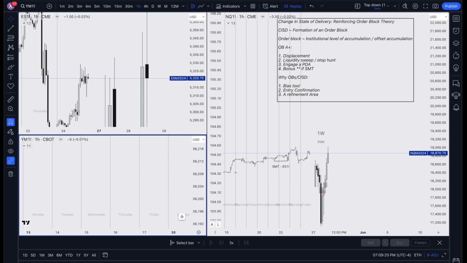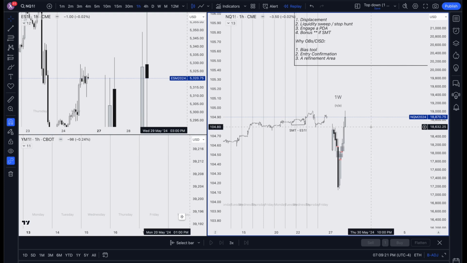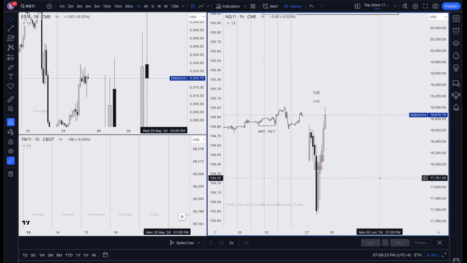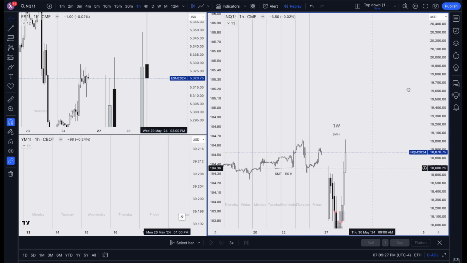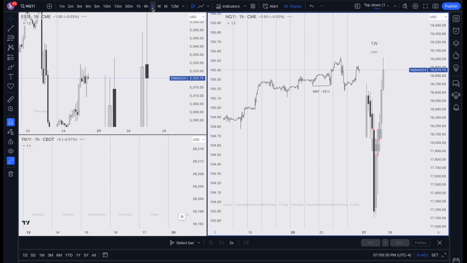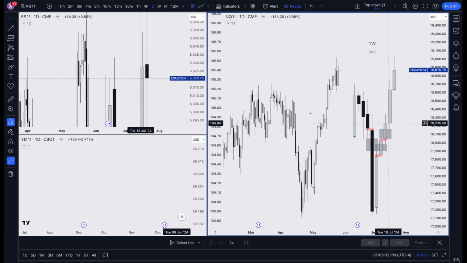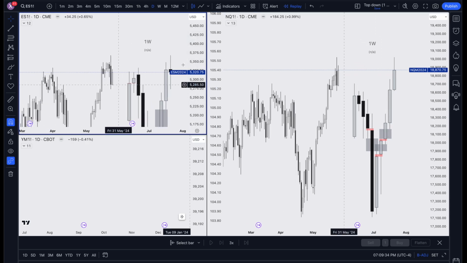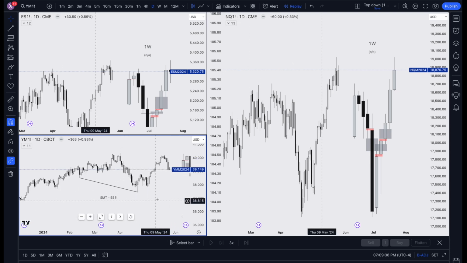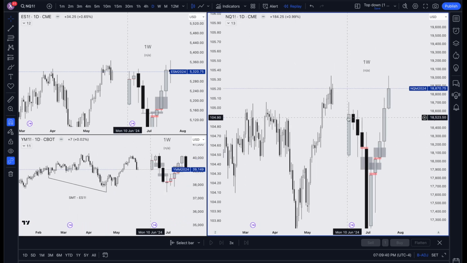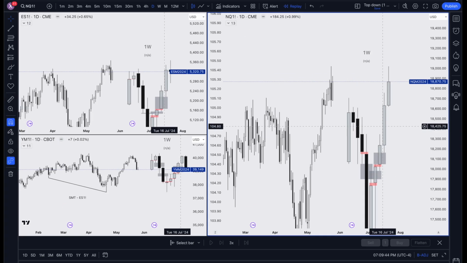Cool. Let's use this week as an example of how we're going to qualify a CISD and what it means and where we use it. So let's start off, as always, on the daily chart. We're just going to use the price action from the most recent week to do all the teaching, because I feel like it's the most recent for everyone, and it's probably freshest in your mind, so it makes the most sense.